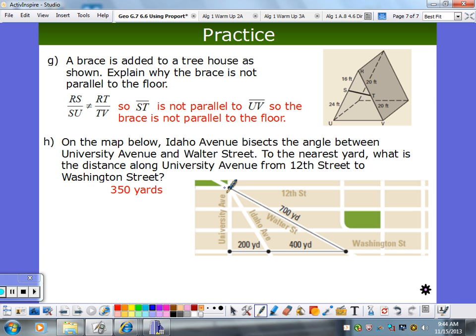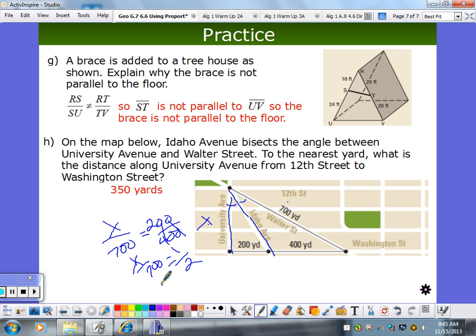350 yards. So what am I trying to find? I'm trying to find this distance. So that's the x. This, they told me, is a bisector if I read the question. Right? So I can kind of see my triangle in here. So what do I know? This to that, x to 700, equals 200 to 400. Boy, that comes right out. And that's really x is to 700.